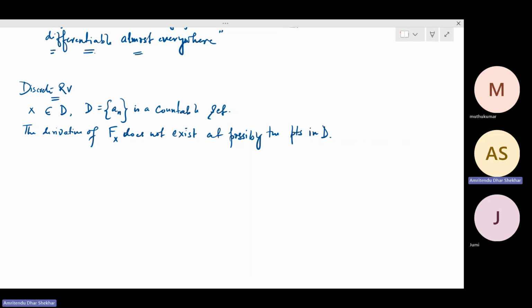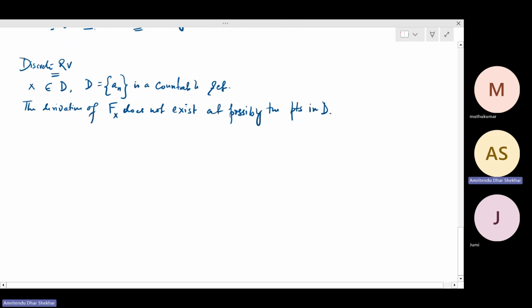But D is a discrete set, right? A discrete set has measure zero. So if you plot the CDF of a discrete random variable, it will look like a step function. It will look like this basically. Yes, sir, it's a step function.